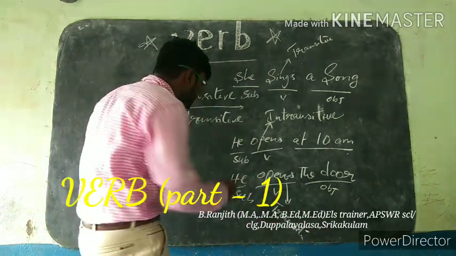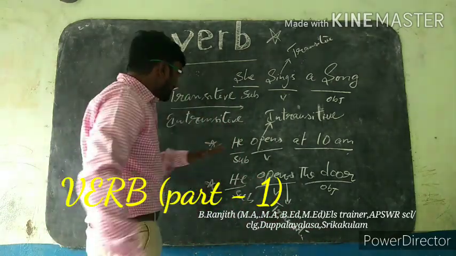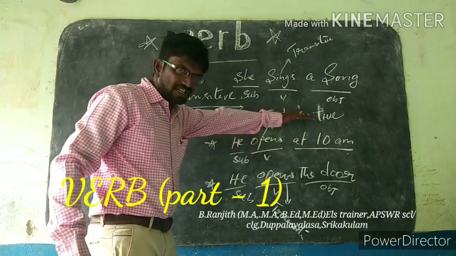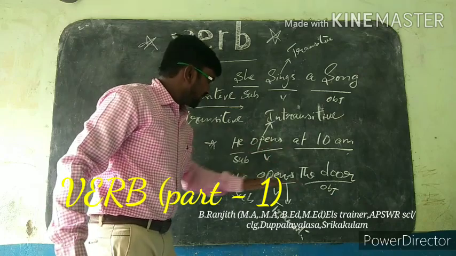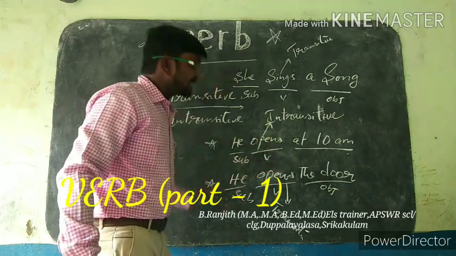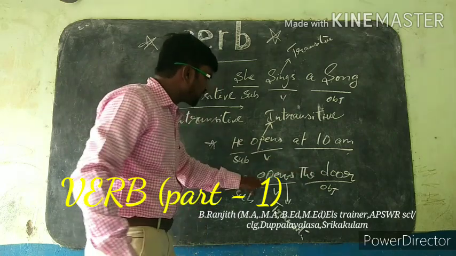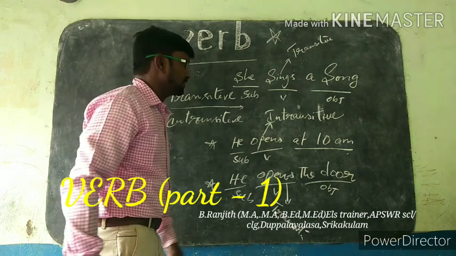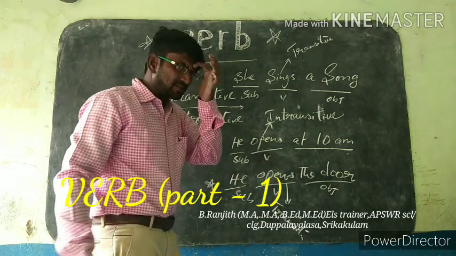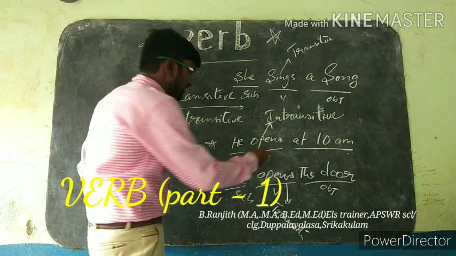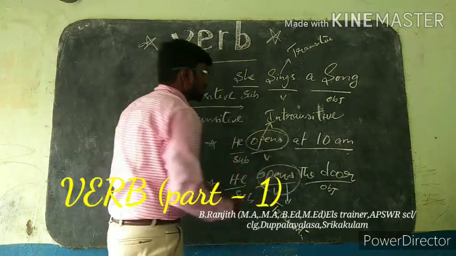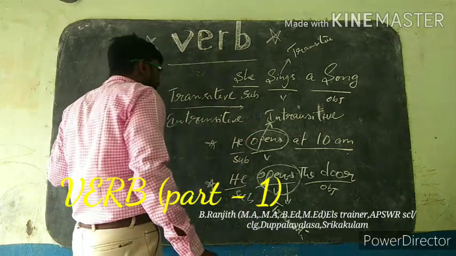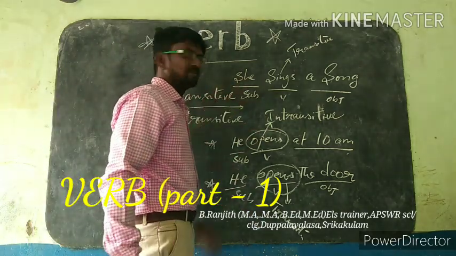If you observe these two examples, in the first sentence there is no object, so the verb opens becomes an intransitive verb. The second sentence contains an object, so the verb opens becomes a transitive verb. So the same verb becomes intransitive here and transitive here. That is the difference between transitive and intransitive verbs. Okay, thank you.